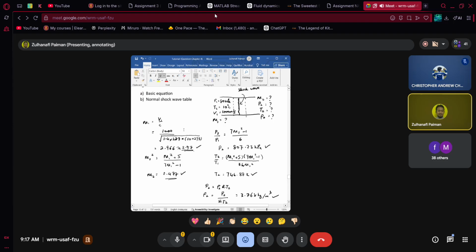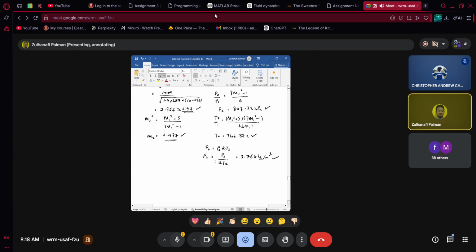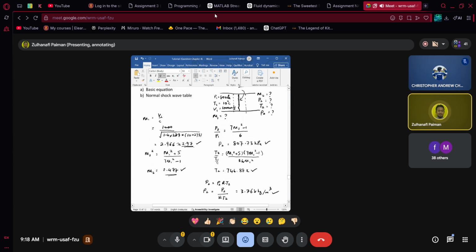Okay, so I think M1 you cannot use the table. M1 you have to calculate, because you are given V1 as 1000. So once you get M1, use the table to find what is M2, what is P2, and what is T2. And density is the same. You cannot find this from the table. Pressure, Mach number 2 and temperature 2, you can use the table and please cross check.